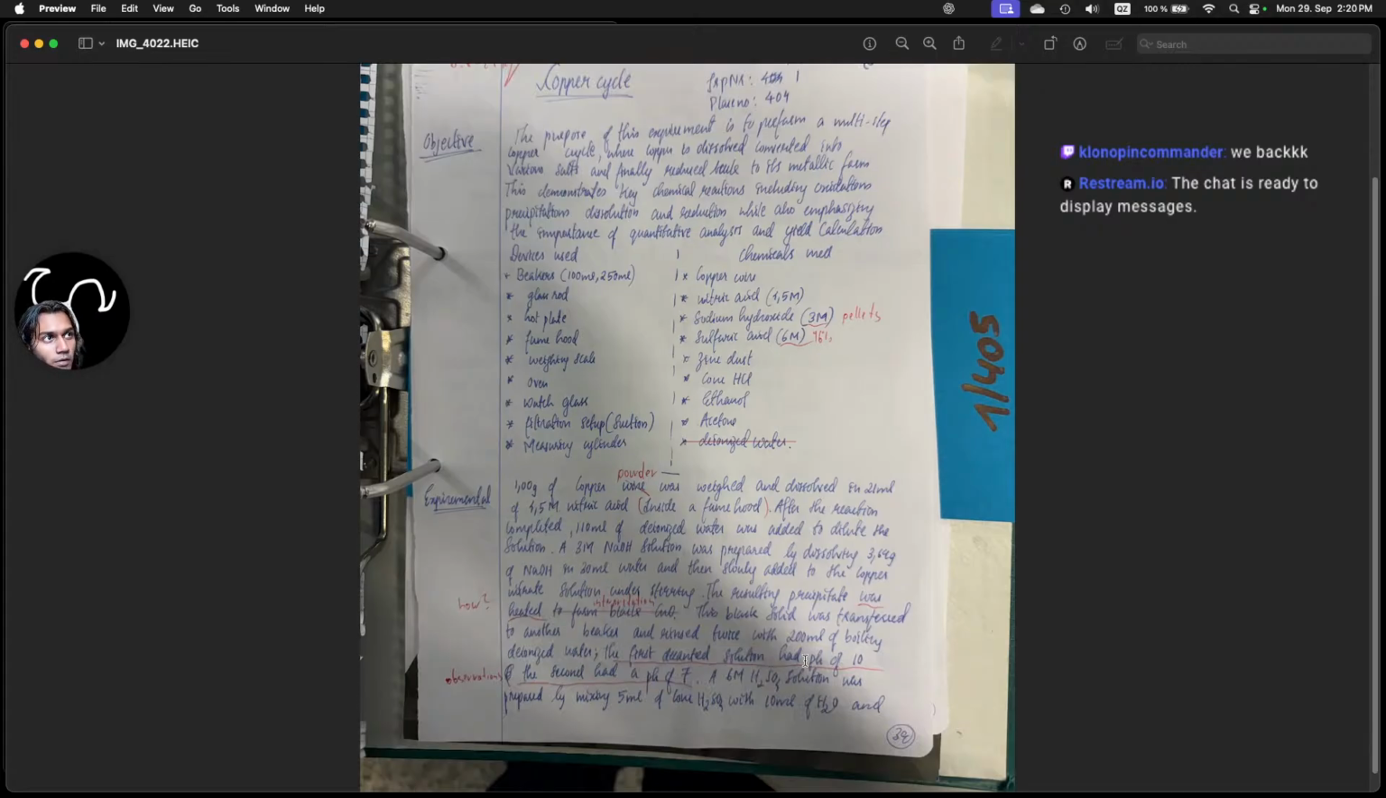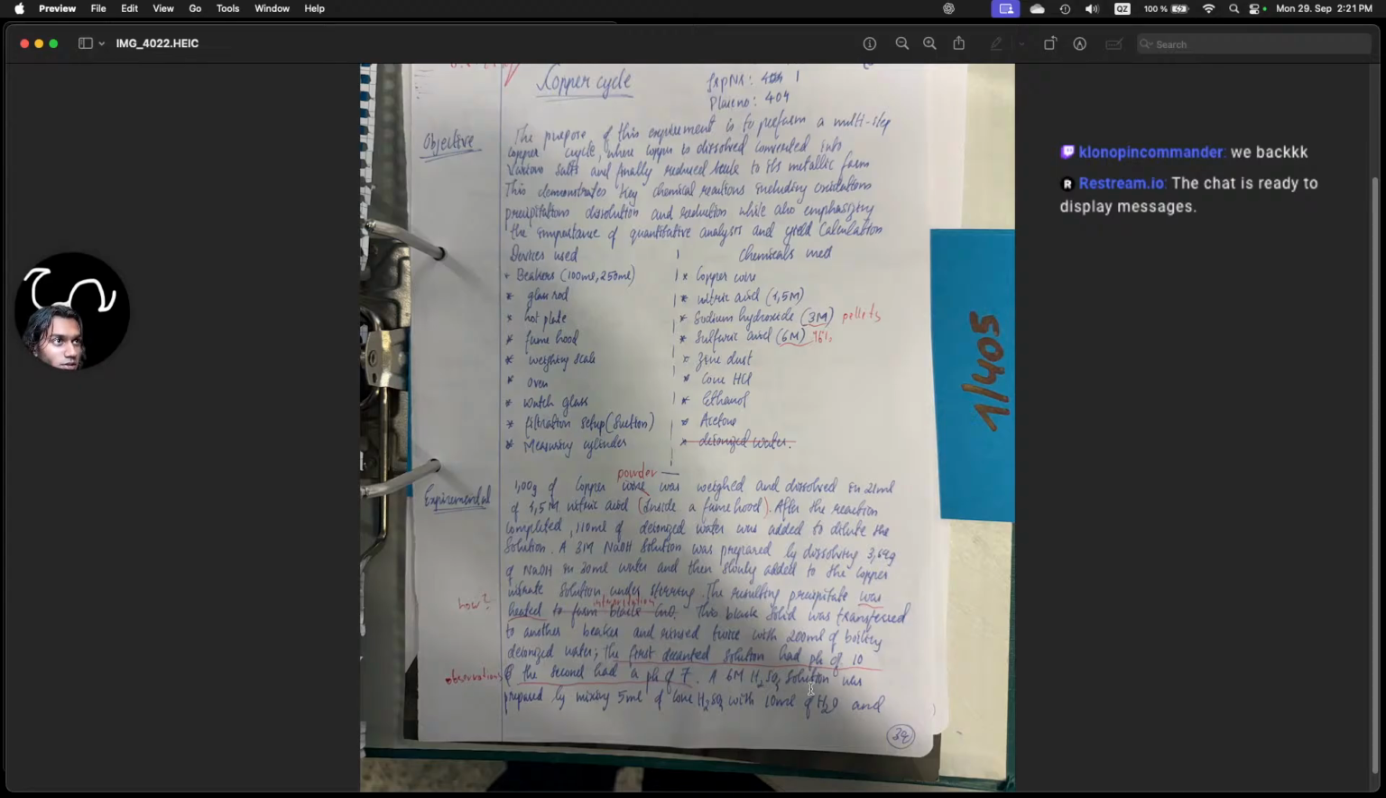1 gram of copper powder was weighed and dissolved in 21 milliliters of 4.5 molar nitric acid. After the reaction was complete, 110 milliliters of deionized water was added to dilute the solution. 3 molar NaOH solution was prepared by dissolving 3.64 grams of NaOH in 30 milliliters of water and then slowly added to the copper nitrate solution under stirring. The resulting precipitate was heated. The black solid was transferred to another beaker and rinsed twice with 200 milliliters of boiling deionized water. The first decant. Those were all observations.